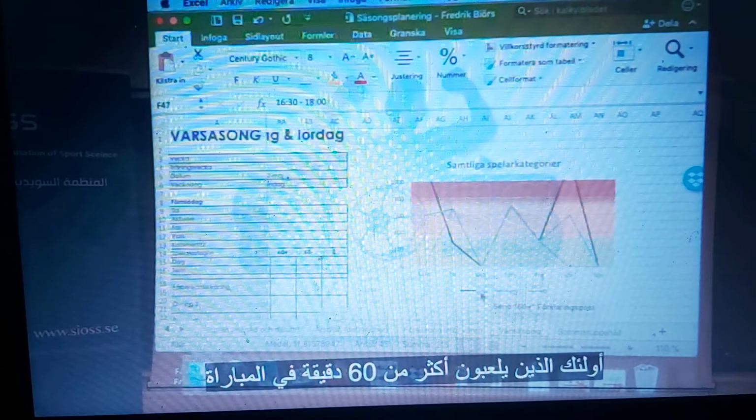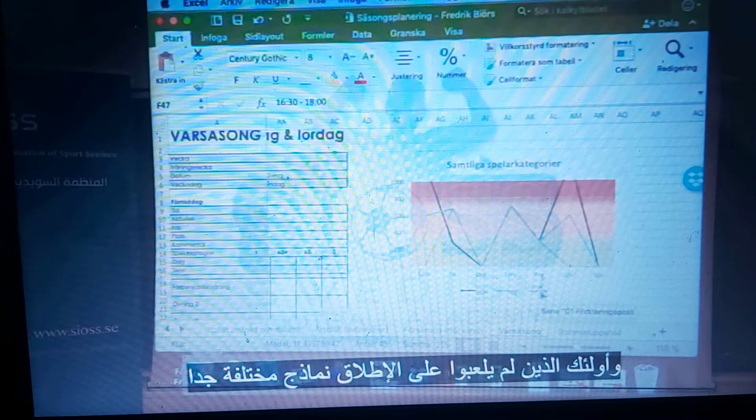And you get kind of a total load index here that you can use every training, and by doing that you get diagrams of the load during a week for different kinds of players. Those who play less than 60 minutes, those who play more than 60 minutes a game, and those who didn't play at all. So different models. I know that this is hard to understand, but I just mean that make sure that you have a system. Create a system that you can use.